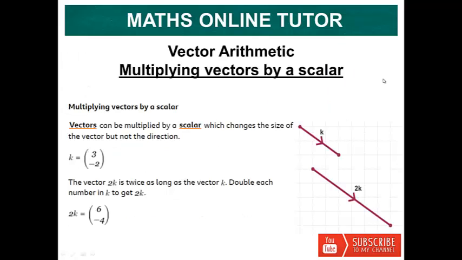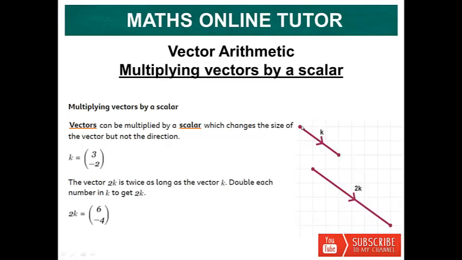Okay, now I am moving on to vector arithmetic. Here in this topic, I am talking about multiplying vectors by a scalar. Vectors can be multiplied by a scalar. We change the size of the vector but not the direction. As you already know, a scalar means a quantity. It doesn't have a direction. So if you have a particular vector and then multiply it by a scalar, all it does is either increase or decrease the size of the vector but does not change the direction.